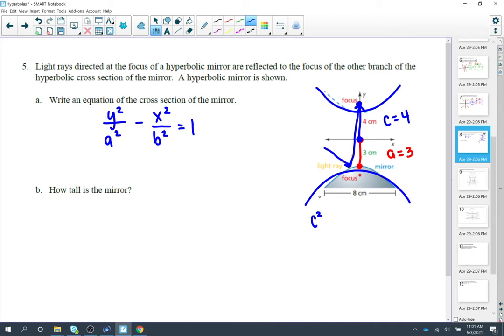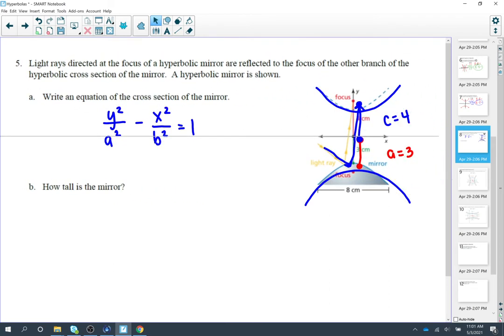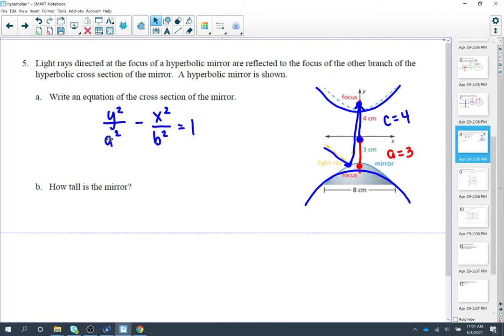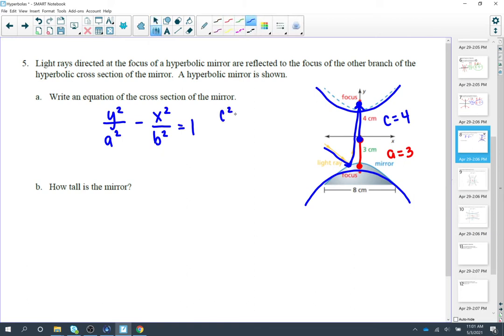So we know C squared equals A squared plus B squared. C is 4, so we know this is 16. A is 3, so we know this is 9 plus B squared. 16 minus 9 is 7.